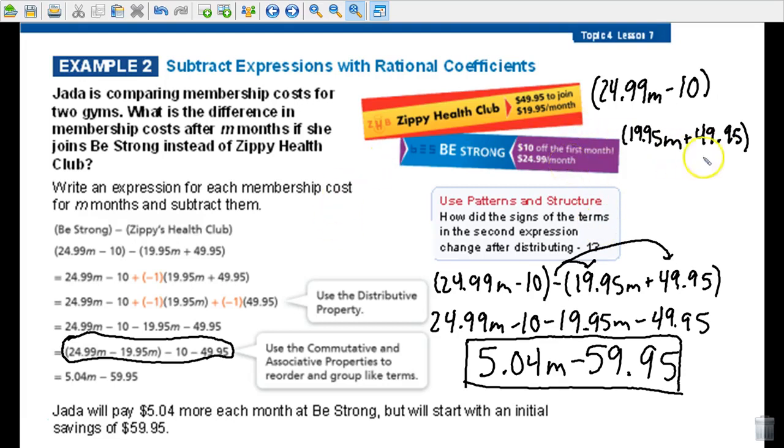So at a certain amount of time, it will cost more to be at Be Strong, but in the time being, up to that certain amount of months, it's cheaper. Okay?